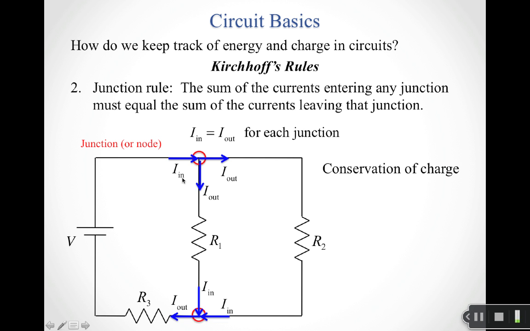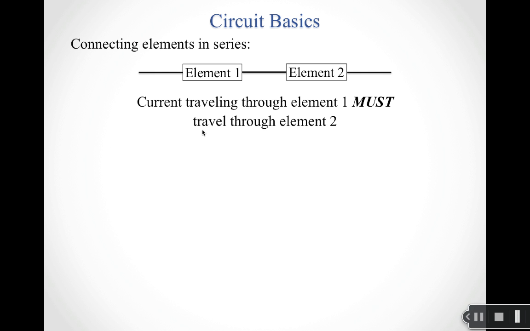Our junction rule is really a statement of conservation of charge. It's basically pointing out that all the charges that come into the junction have got to leave. We're not building up any charges here. So charge has to be conserved within the circuit. So what are the two things that we're keeping track of within a circuit? We said we're keeping track of energy through the potential, and we do that through the loop rule. And we're keeping track of charges through thinking about the currents, and we do that with the junction rule.